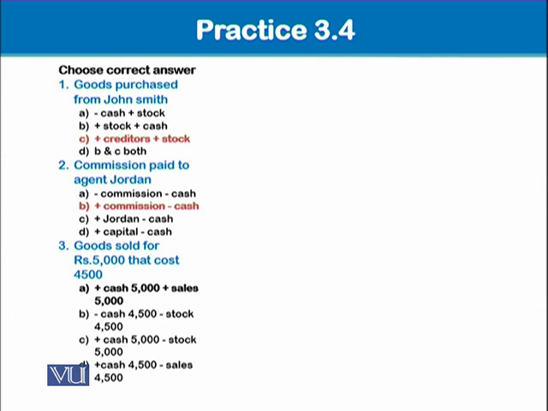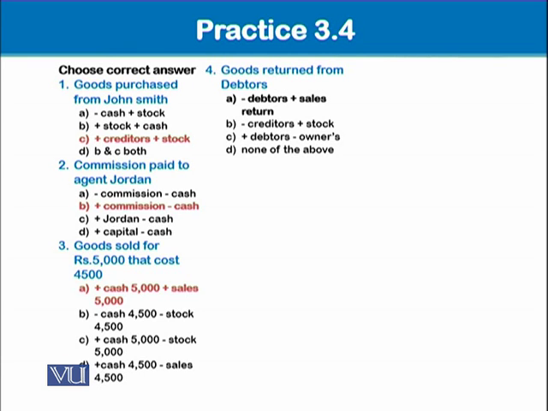Remember, it's an expense. We are making payment of commission. Then goods sold for rupees 5,000, that cost 4,500. So it's selling goods for cash means we are receiving cash. So cash is increasing with 5,000 and sales are also increasing with 5,000. We are concentrating on sales part only. Then comes goods returned from debtors. So when we are receiving goods as returned from debtors, debtors balance will decrease and sales return will increase, which will ultimately reduce the sales income amount.